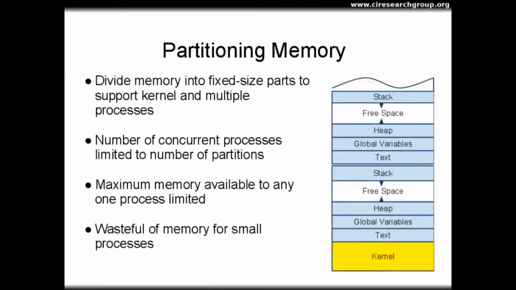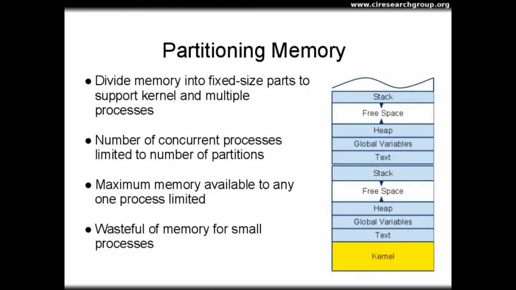So, how do we go about running multiple processes at the same time? Well, the first way we could consider, which is used in some types of embedded systems, is to divide the memory into fixed-size chunks called partitions. A memory partition is a single region of RAM that is provided to a single process.